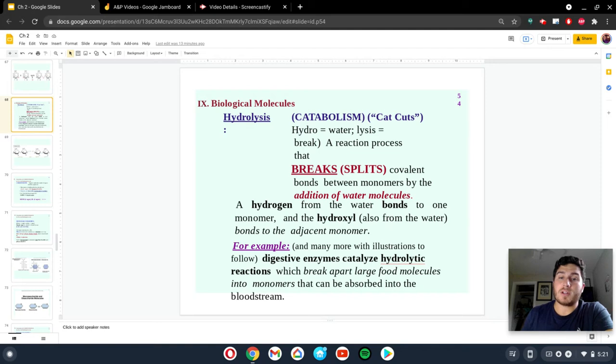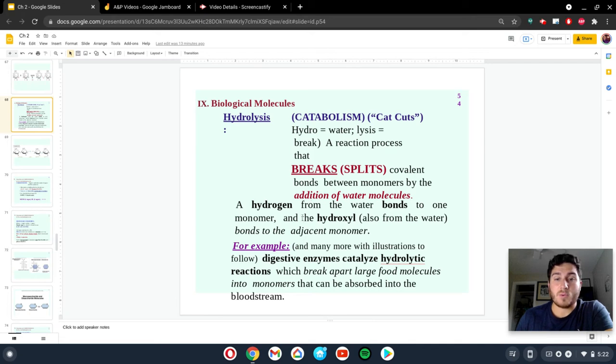So that said, we talked about the adding process in the last video. Now we're talking about the cutting process in this video. Catabolism. I know it's a little weird way I said it, but think of it like a cat. Cats cut things. If you like cats, sorry, this is my way of remembering it. Another way you can remember it is looking at the word hydrolysis. Hydro means water. Lysis means to lyse or to break things. So this is literally a water breaking process.